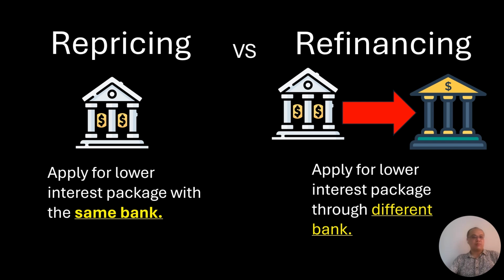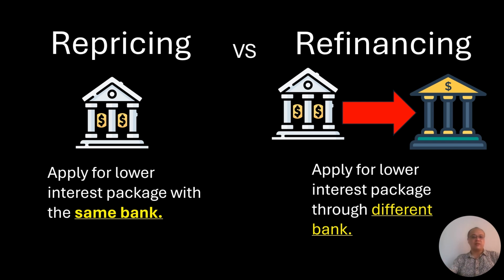The two options are repricing and refinancing. Both are the same process, which is to apply for a cheaper interest rate package. The key difference is that repricing, in banking jargon, refers to getting a cheaper interest rate with the same bank, and refinancing is getting a cheaper interest rate through another bank. For example, right now you are with DBS and another bank, let's say Maybank, offers a better interest rate. You apply to reduce your loan interest rate, and that is called refinancing.